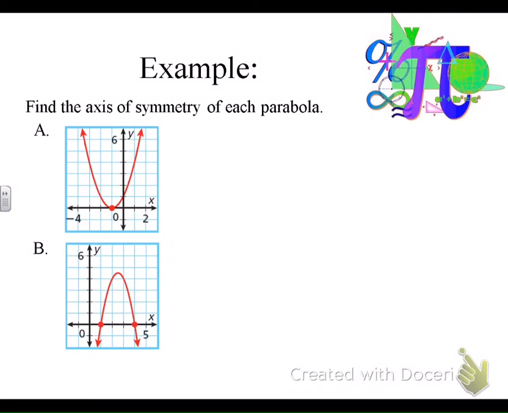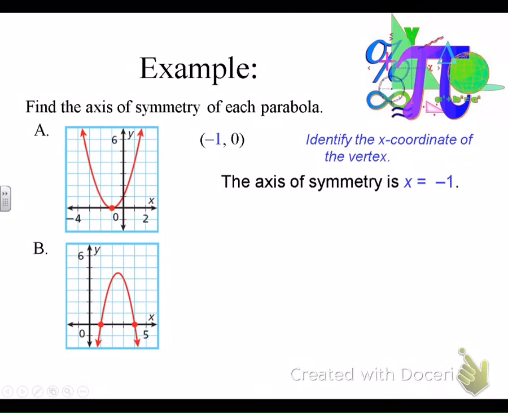So find the axis of symmetry. Well, this one's easy because it gives us the vertex. The vertex is right here, so we know the axis of symmetry goes right through this vertex at -1. So we have the equation x equals -1.